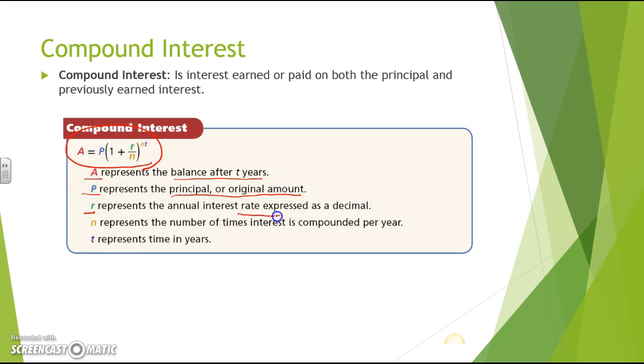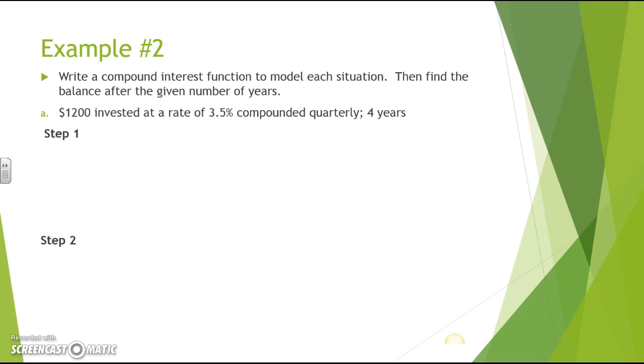r is your rate. It's probably going to be seen in percent form, so you would need to change it to decimal form. n represents the number of times interest is compounded per year, and t represents the time in years itself. So let's look at a compound interest example. It says write a compound interest function to model each situation, then find the balance after the given number of years.